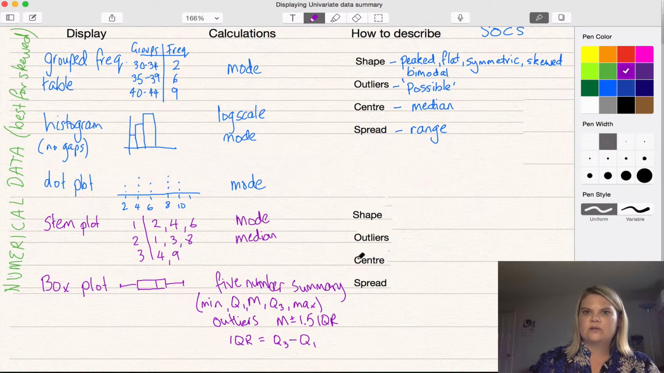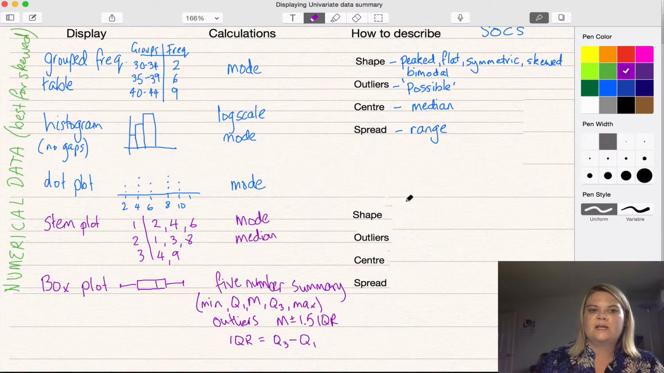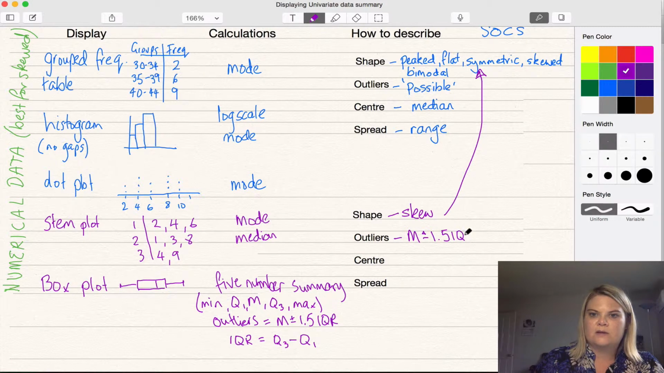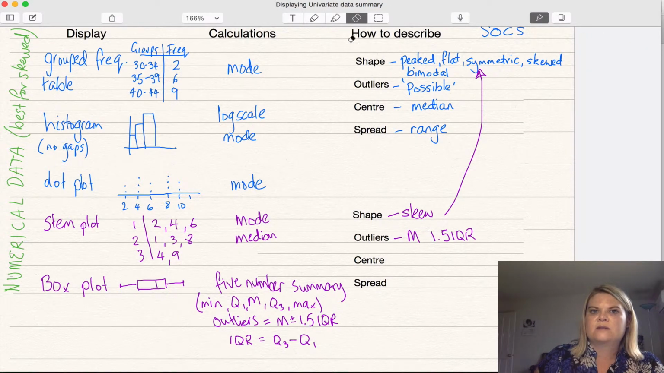Using our socks to describe these last two displays, we can easily look at skew as well as all of these types of shape. We can now calculate the outliers using our formula, the median plus or minus 1.5 times the interquartile range. So they're no longer possible outliers, these are definite outliers if they're outside that fence.